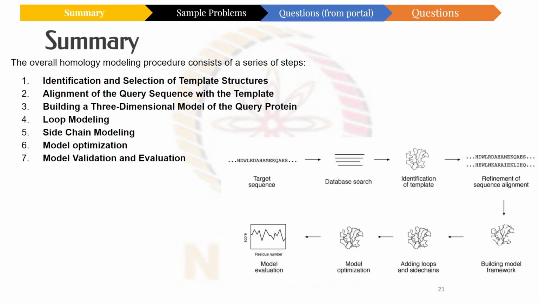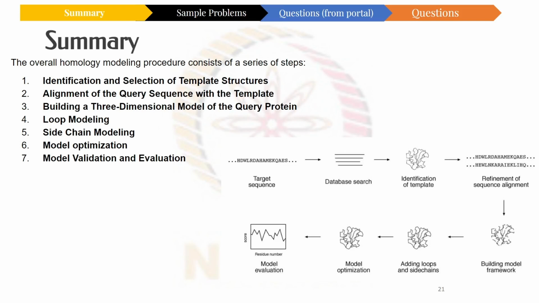So next we have building a three-dimensional model of the query protein. Sequence alignment is followed by the 3D model building of the target protein. There are different methods used for generating a 3D model of the protein based on its templates. So these methods are classified into 4 categories, that is rigid body assembly, segment matching, spatial restraint, and artificial evolution methods.